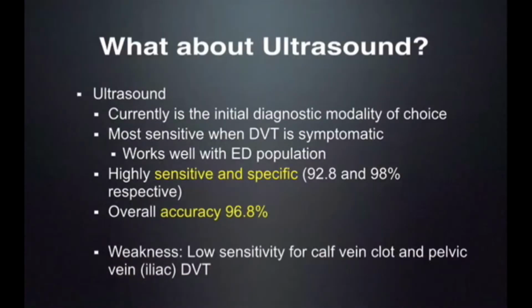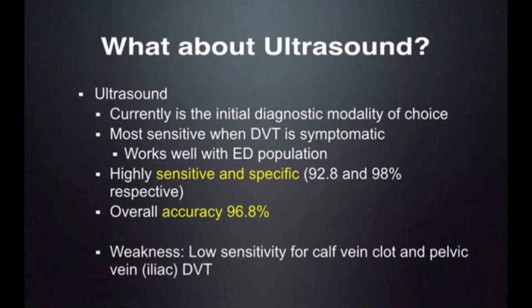So that brings us to ultrasound. It's currently the initial diagnostic modality of choice. It's most sensitive when a patient comes in symptomatic from their DVT. Ultrasound is highly sensitive and specific. You can see the numbers there. And overall accuracy, depending on the study, is quoted between 96 to 98%. There is a weakness to ultrasound in that it does have low sensitivity when looking for calf veins or pelvic veins, such as your iliac DVTs. And we'll talk a little bit more about this later and why this is important.